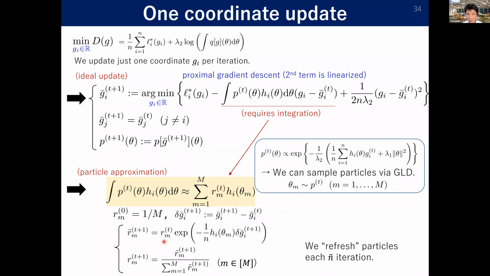The update of the weight of each particle is coming from the density ratio of the first step solution and the t-step solutions. So that update rule is given like this. But anyway, we can update the weight. Okay, so this is the overview of our method.